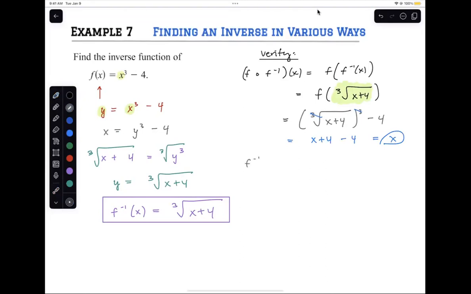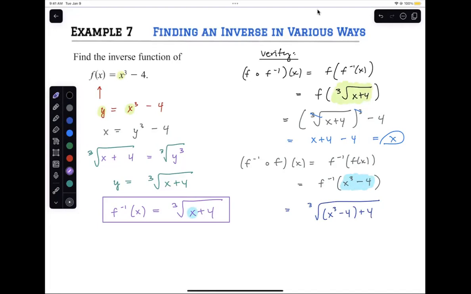f inverse composed with f of x is f inverse of f of x. So it's f inverse of x cubed minus 4. So this is going to get thrown in for x in the inverse we just found. So it's going to be the cube root of x cubed minus 4 plus 4. So on the inside, the negative 4 and 4 cancel out. So you have the cube root of x cubed, which is x.